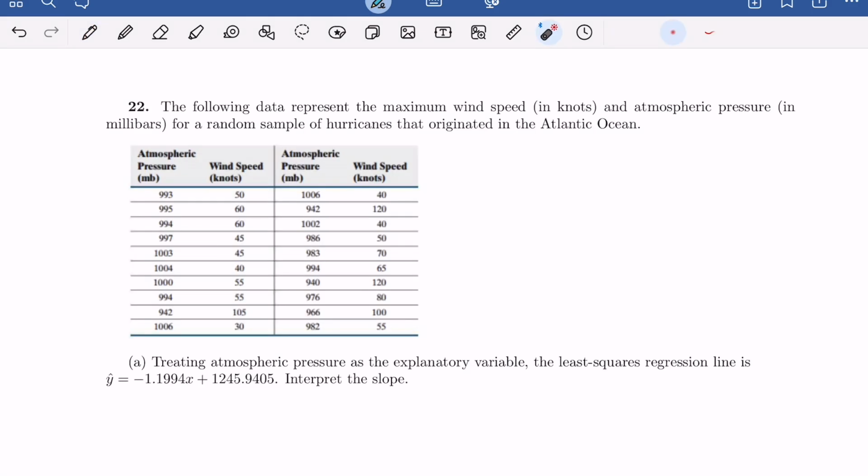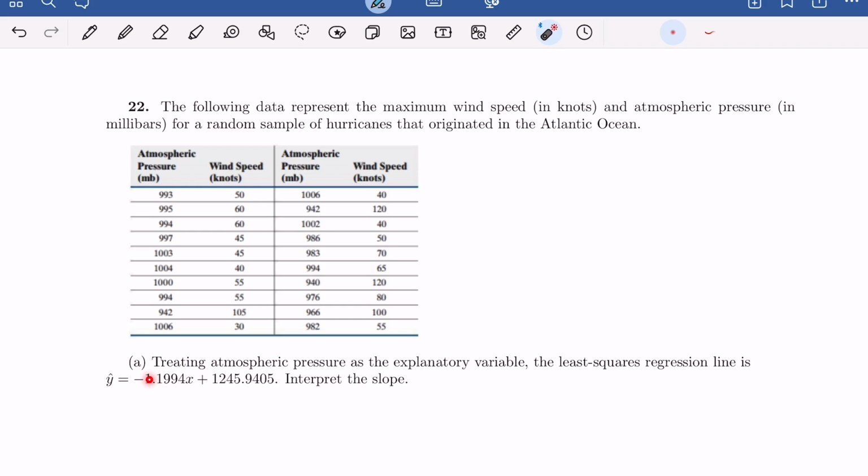All right, so in this next problem, we're told that the data in this table represent the maximum wind speed and atmospheric pressure for a random sample of hurricanes that originated in the Atlantic Ocean. So for part A, we're going to treat atmospheric pressure as the explanatory variable, and the least squares regression line is given here. And what we want to do is interpret this slope.